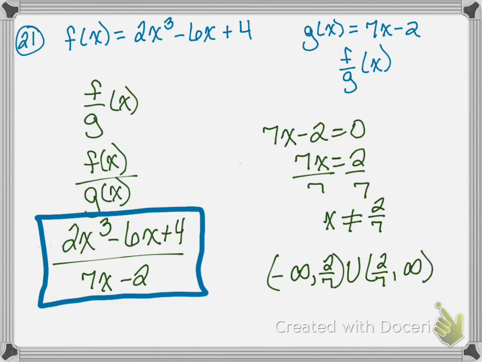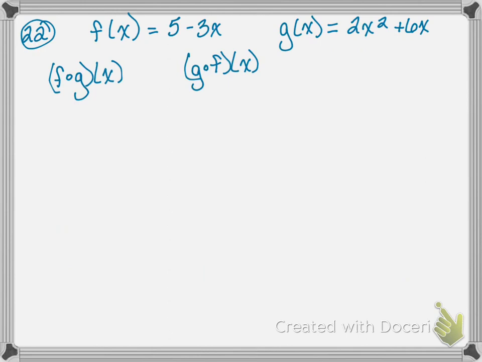So the only time that we have to worry about limiting our domain is when we have a variable in the denominator or we have a variable inside the square root symbol. And that's what you look out for in these problems. Okay, let's move on to number 22.